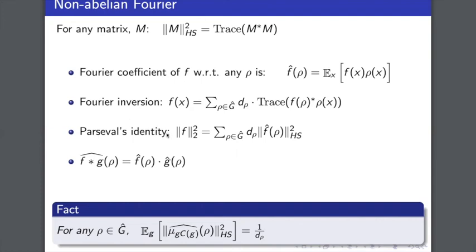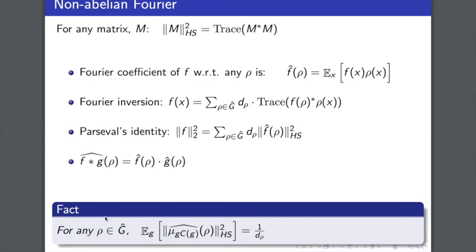The Parseval identity is also there in this non-abelian world. So the L2 norm of f square is equal to the sum of the Hilbert-Schmidt norm square of f hat at rho multiplied by d rho. And finally, we have the Fourier convolution formula, which says the Fourier coefficient of the function f convolved with g at rho is equal to the Fourier coefficient of f times the Fourier coefficient of g.